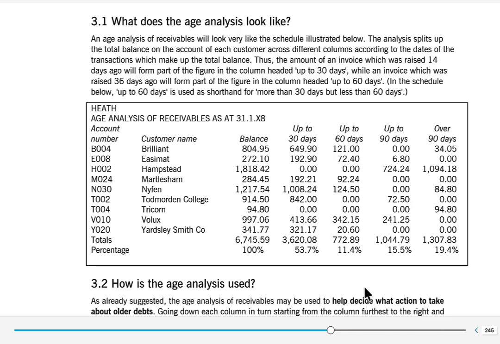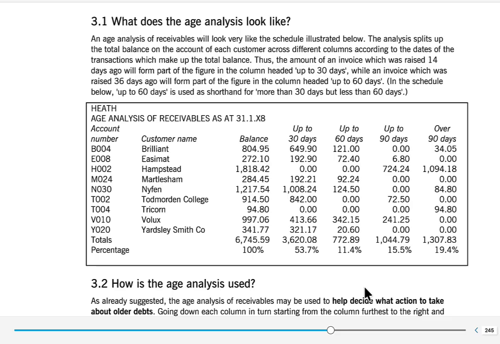So think of the columns like these 4 buckets. Bucket 1, up to 30 days. Newer debts, usually the least worrying. Bucket 2, more than 30 and up to 60 days, starting to become overdue depending on the credit terms. Bucket 3, more than 60 and up to 90 days, more overdue, higher risk. Bucket 4, over 90 days, very overdue, highest risk, needs urgent chasing.